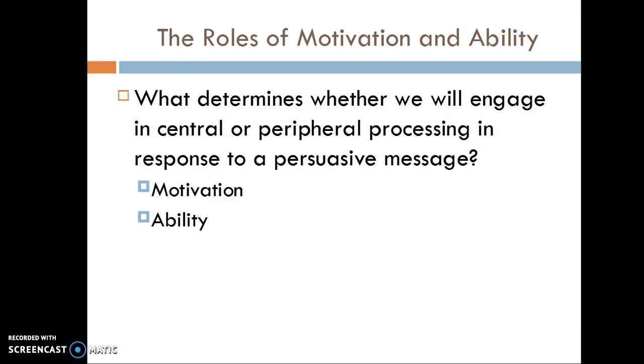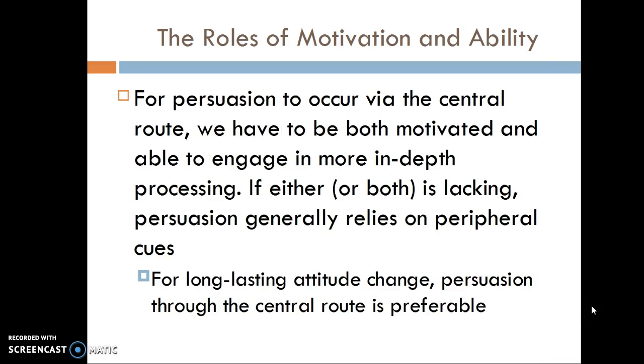So we're going to talk about what these terms are: motivation and ability. We're talking about the listener, the person that's there to possibly be persuaded. What determines whether we will engage in central or peripheral processing? The motivation, what brings them to listen to this message, and their ability to engage. Number 21 asks you about what the conditions are that increase the chance that a person will use the central route. And so we'll be speaking to that.